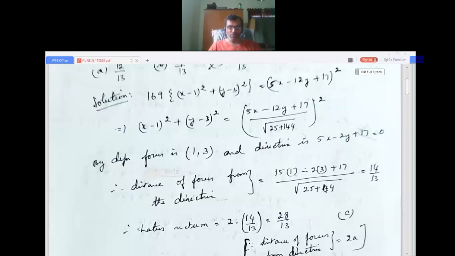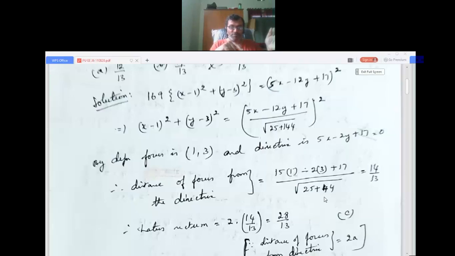This I have cut it, that is 4. So I get here 14 by 13. I hope you followed it. Now this is the distance of the focus from the directrix. So you can make out here, the distance of the focus from the directrix in a parabola is equal to a.